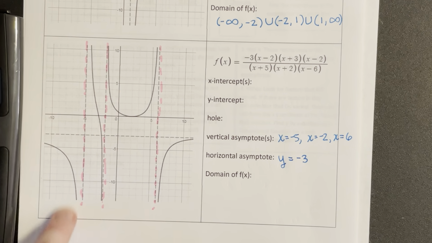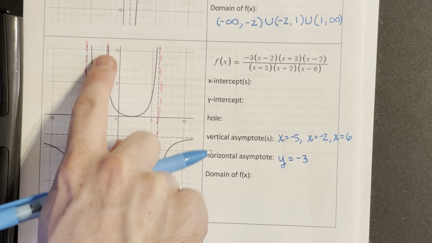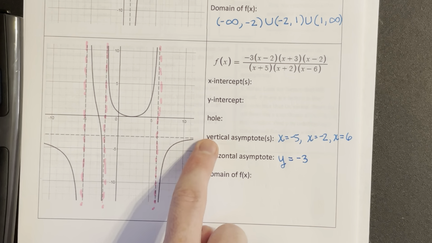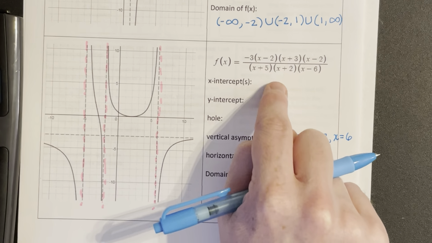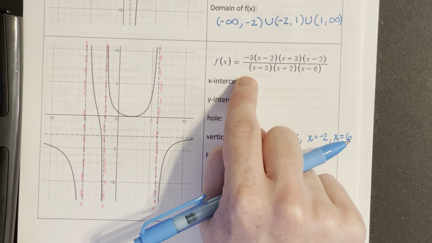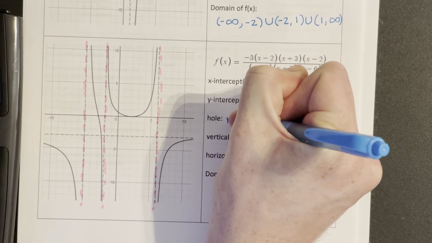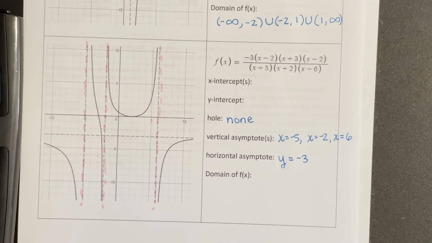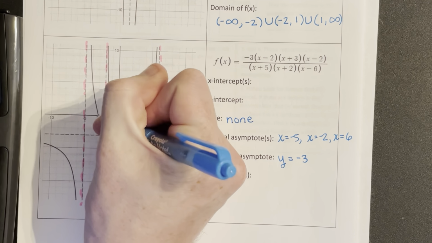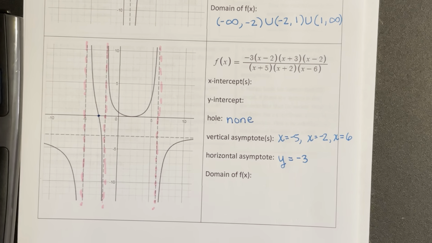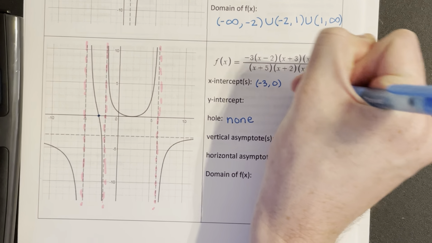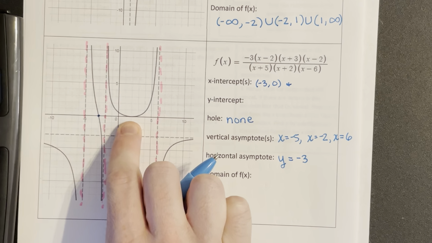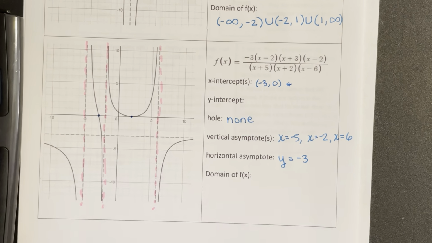As I look through the graph, I don't see any holes in the function. It's just continuing on. And that's because if I look at the function, there's no common factor on top and bottom. So there are no holes. I can find our x-intercepts. It's where it's crossing. I see at -3, there's an x-intercept. And then we have another one, and it's up here at +2.